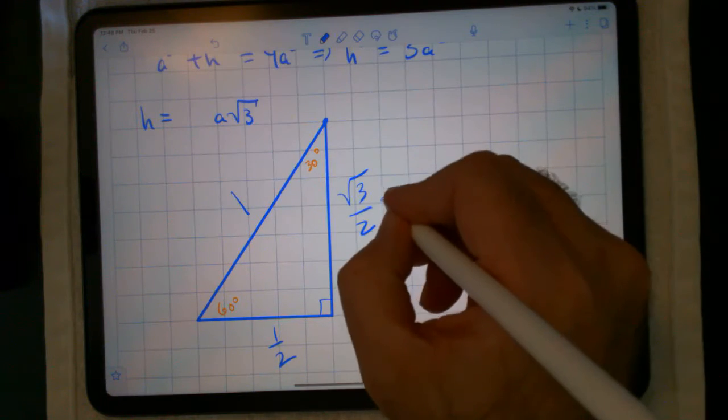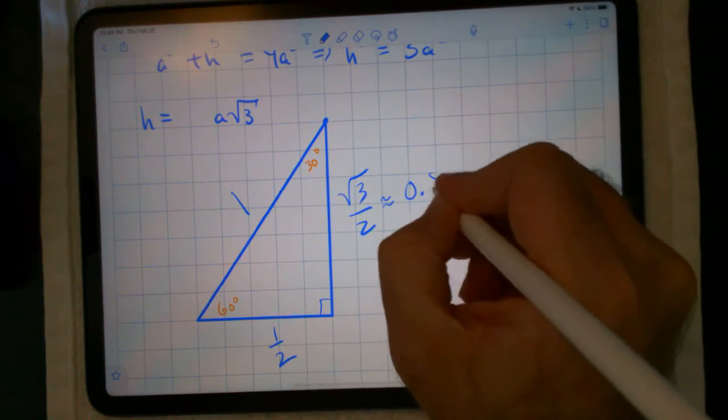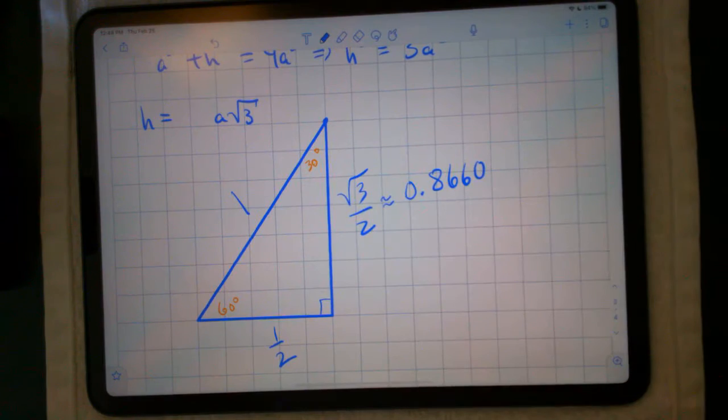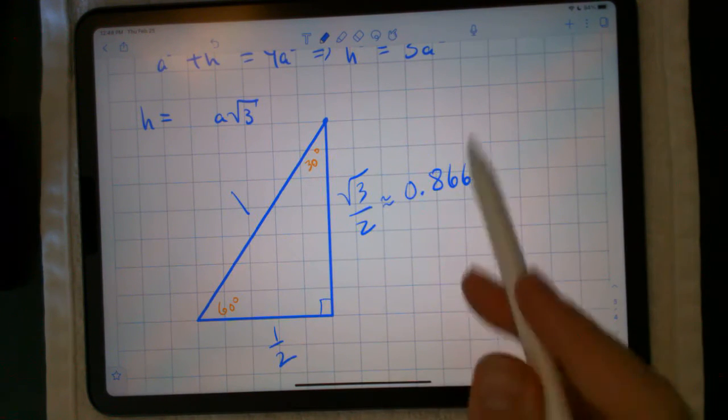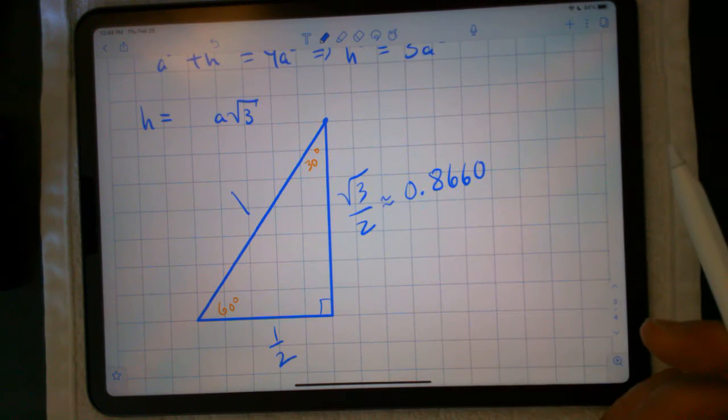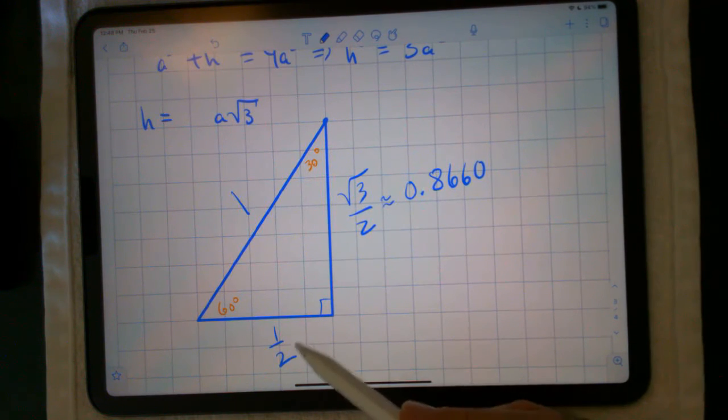You should be familiar with your calculator. This in your calculator is about 0.8660. You'll see this number lots of times when you use your calculator. And 1/2 is 0.5.